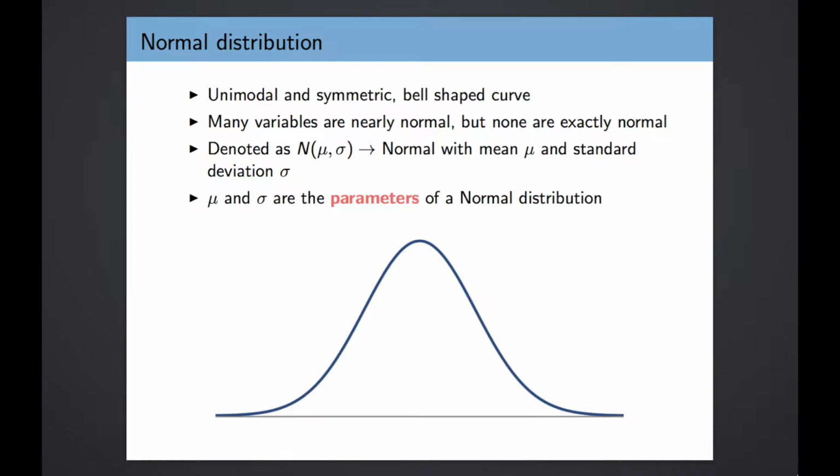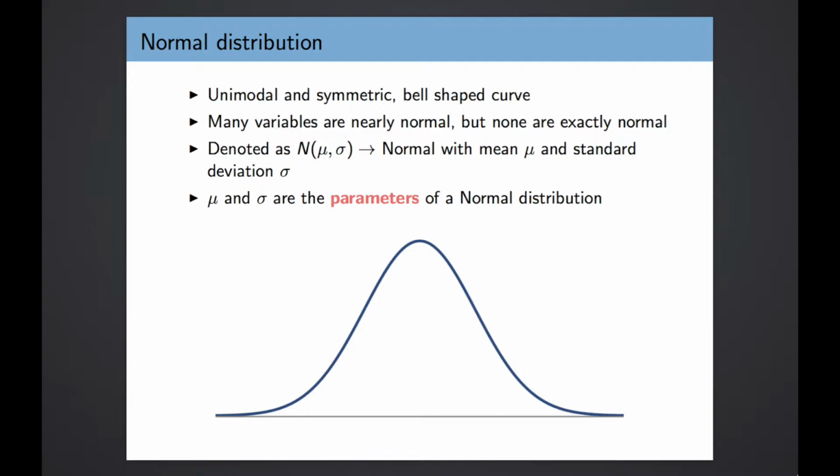Lots of variables are distributed nearly normally, but the normal distribution is an ideal type. There is no data that is distributed exactly normally. Our notation for the normal distribution is N(mu, sigma). This means that this is a normal distribution with a mean equal to mu and a standard deviation equal to sigma. So these parameters, mu and sigma, tell us where the normal distribution is centered, what the mean of the data is, and how wide the distribution is, so how far its spread is. And those are the two parameters that determine the shape of the distribution.